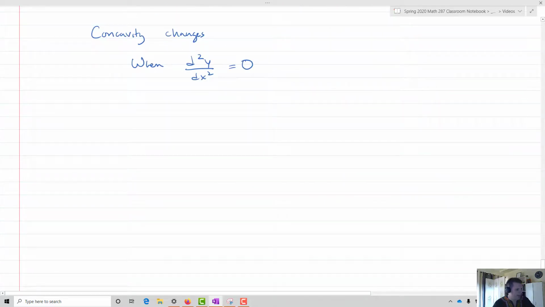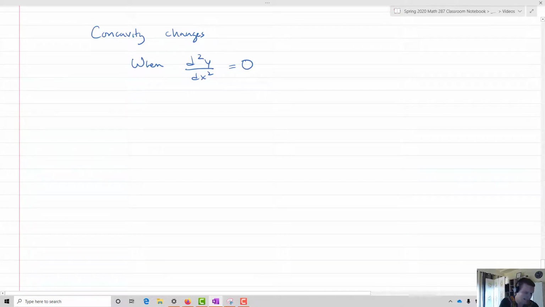The final one we're going to look at is concavity changes. Concavity changes are just like what you figured out in calculus. They are when the second derivative is equal to 0. They tell us when we go from concave up to concave down, and they can really tell us a lot about the shape of the graph. So we want to make sure we understand how to find those concavity changes as well, and we'll see some in our examples.